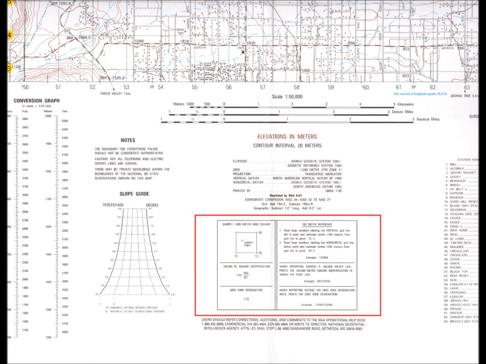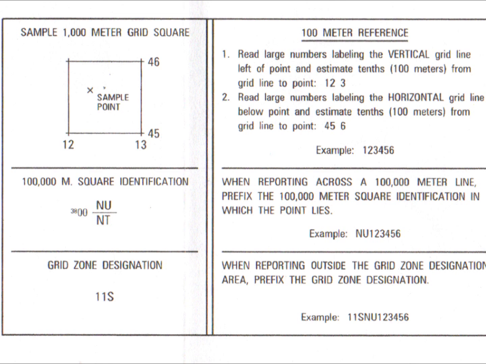Also in the center lower margin, you're going to have a grid reference box. The grid reference box contains instructions for composing a grid reference. In it, you'll find a sample of a 1,000 meter grid square and how to find a 6-digit grid, which will get you within 100 meters of your destination. You'll find a 100,000 meter square identification and the grid zone designator.